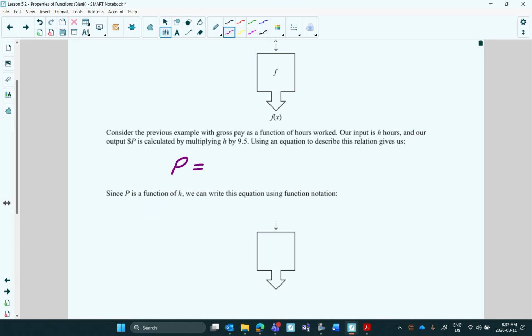To find their pay, I take whatever number of hours they work, 1, 2, 10, 12, 15, and multiply it by 9.5. So that's an equation for that function. I take the first set of information, hours, whatever numbers those are, times it by 9.5 to get the second set of information, the gross pay. Okay? This is what we call relation notation.